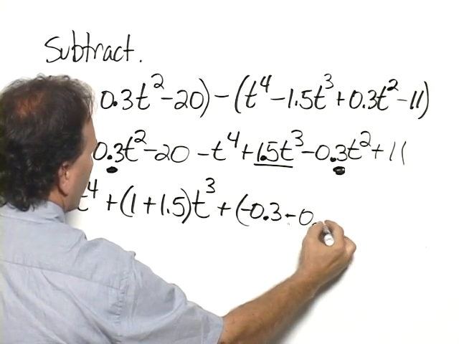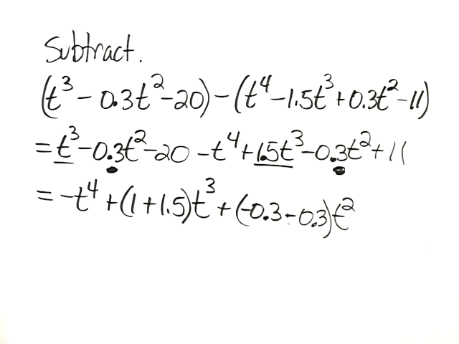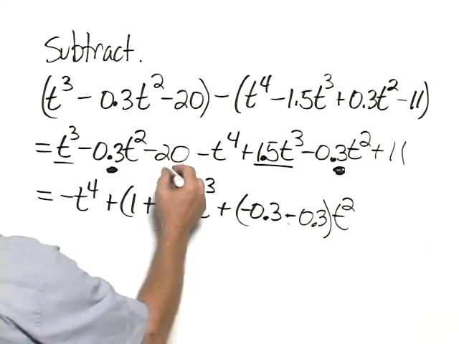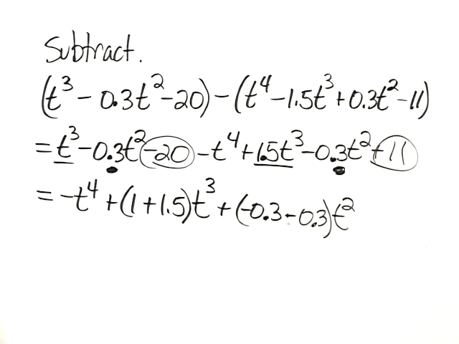minus 0.3, and that's all in front of t squared. Let's see, the next term would be a t term, but there are no t terms, so we go to the constants of negative 20 plus 11 for negative 9.